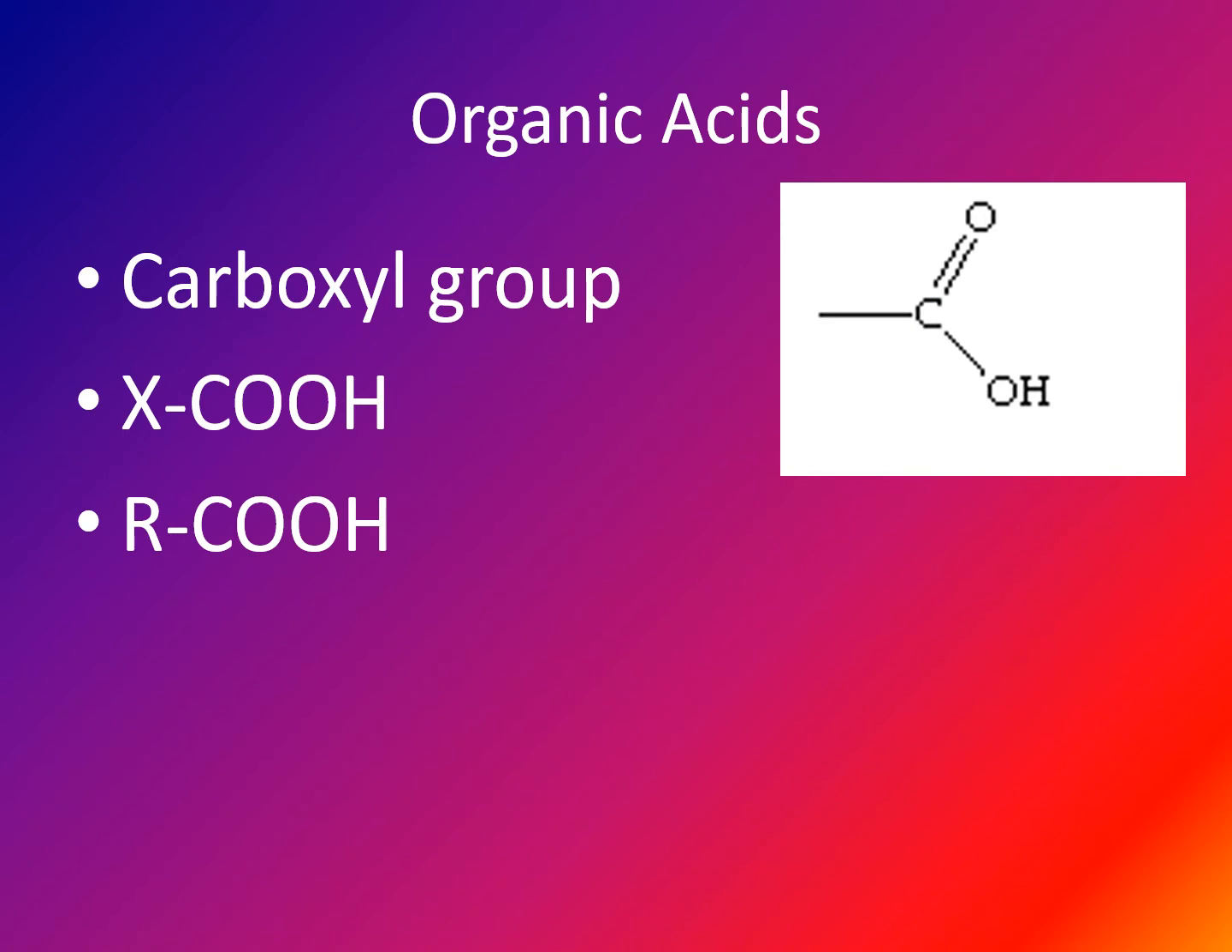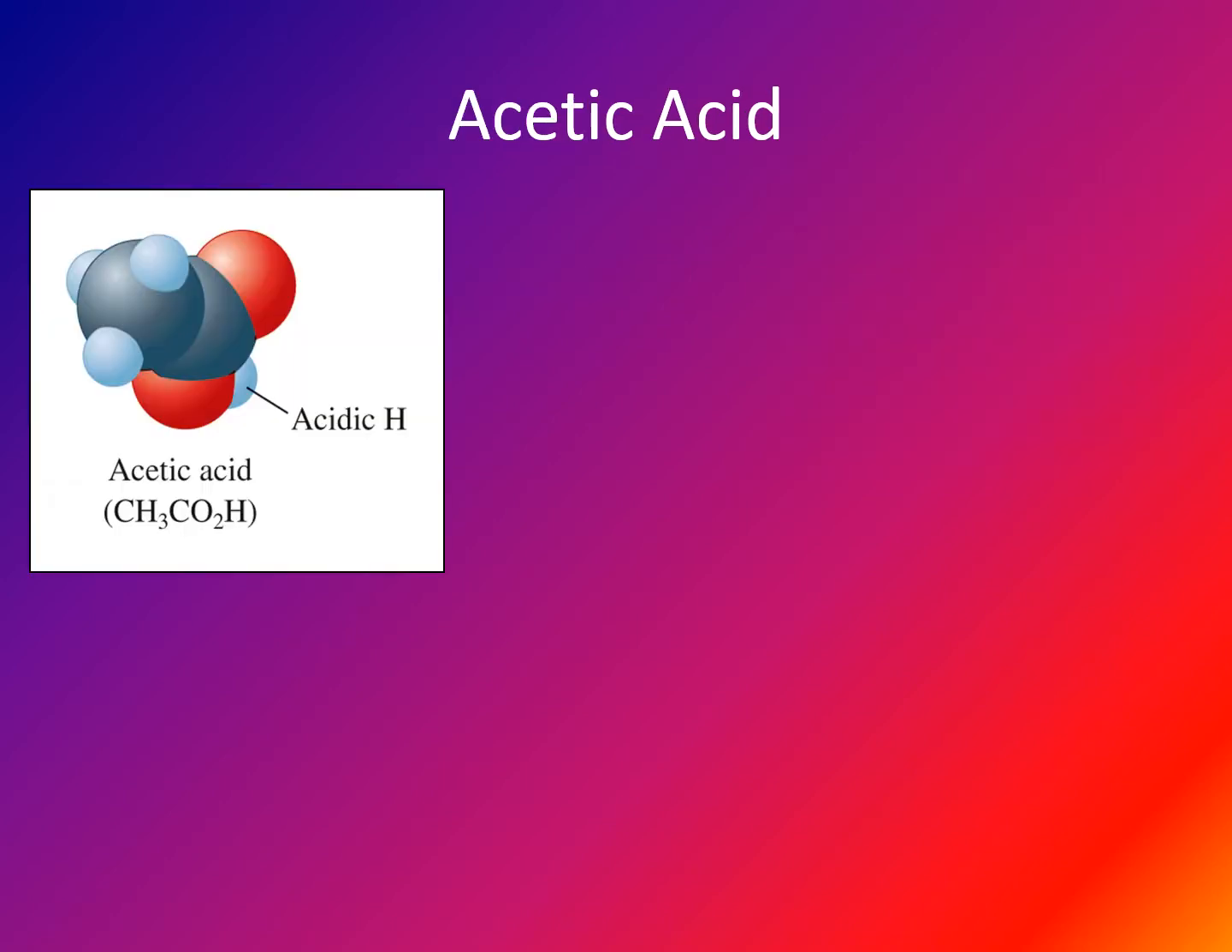All right, carboxyl group is the organic acids. What you're looking for is the COOH. R or X is like the rest of the molecule. The one that we will use most often is acetic acid. You see it written as such here. That's the same as CH3COOH, so you can recognize that ending.